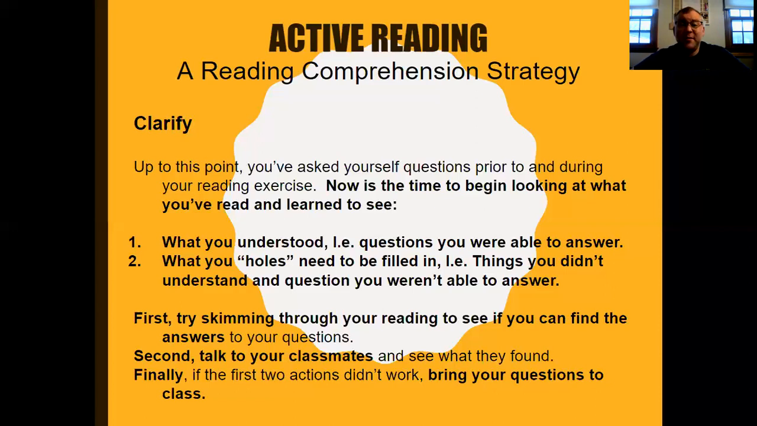So the next step may be to contact some of your classmates, some of your friends who are taking the same work, and see what they came up with, and kind of cross-level information. They can help you out, you can help them out, and then everybody gets to come to class better informed. Finally, if those two steps for clarification didn't work, you can always bring your questions to class, and that's when your professor can help you figure out what's going on.